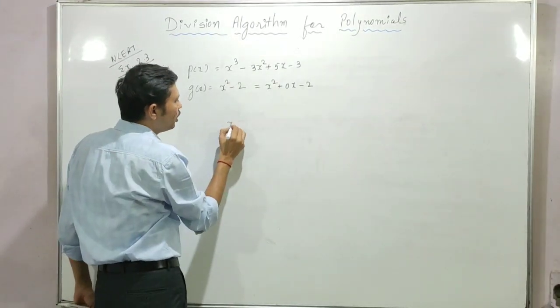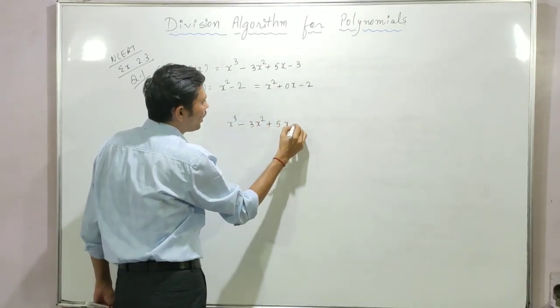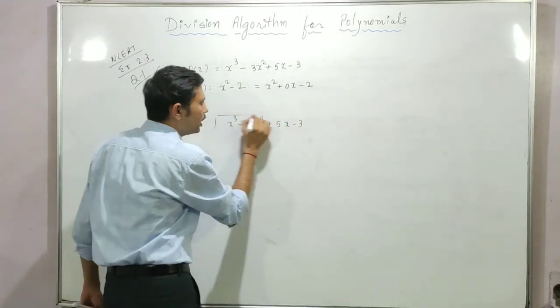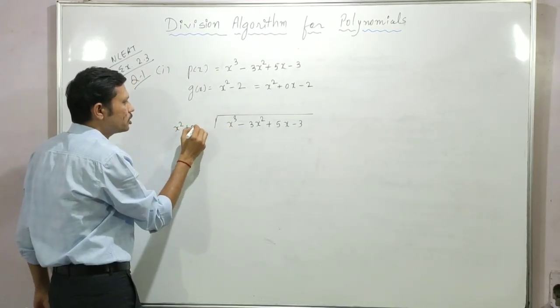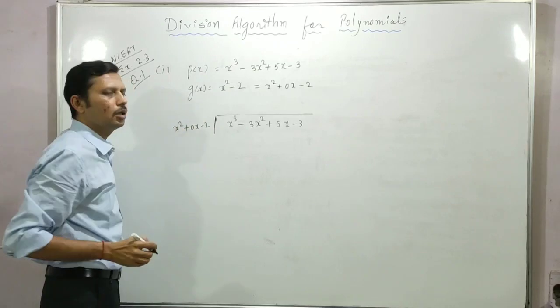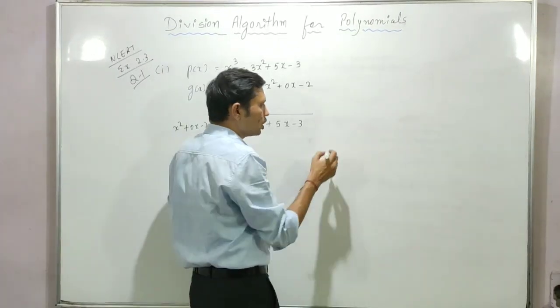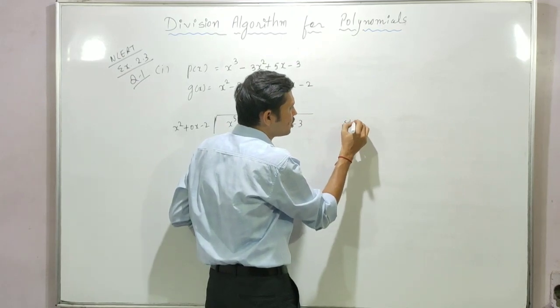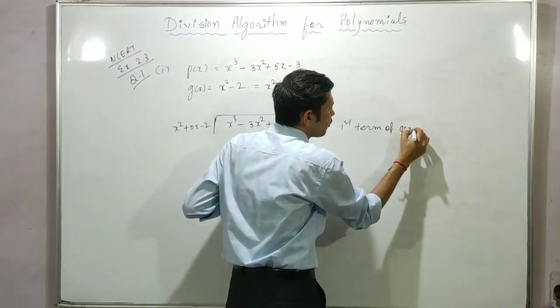Now take the dividend polynomial x cube minus 3x square plus 5x minus 3. That I will divide by the divisor polynomial, that is x square plus 0x minus 2. Now perform the long division. So the first term of the quotient can be derived like this. First term of quotient.